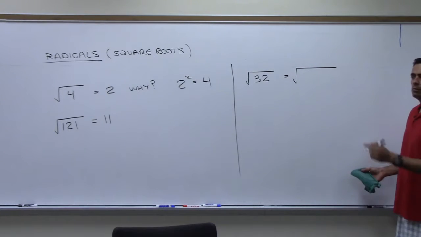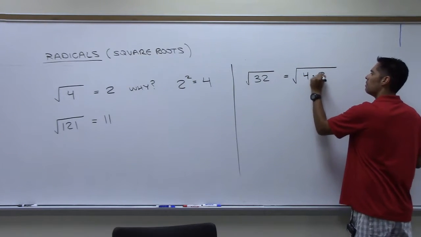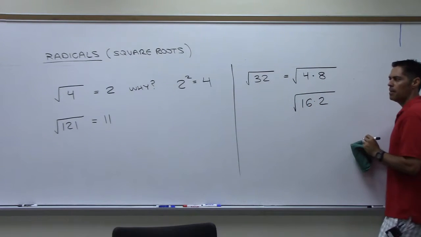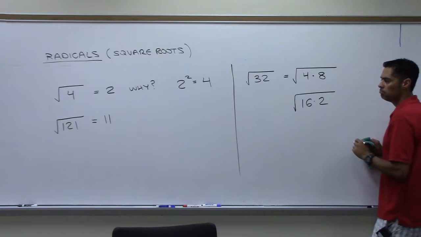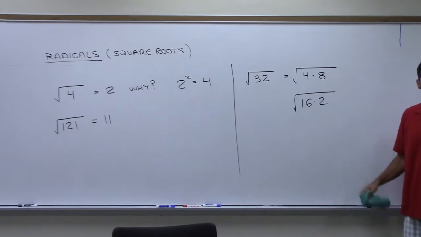4 and 8. What is it? 4 and 8? Can anyone think of something else? 16 and 2. 16 and 2 would have worked. Anything else? I think that's it, right? 32 and 1, but we said don't consider that. So those seem like the only two that we can come up with.